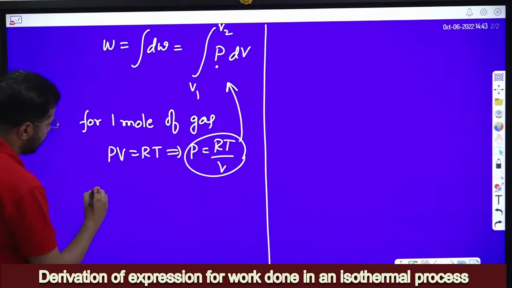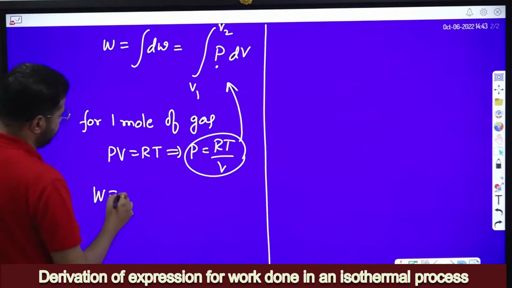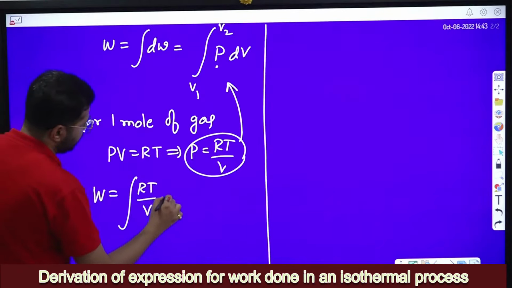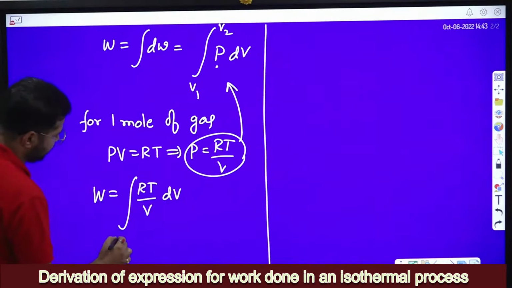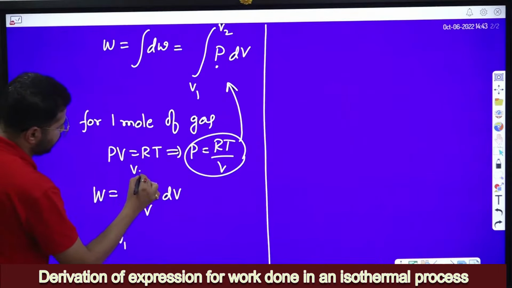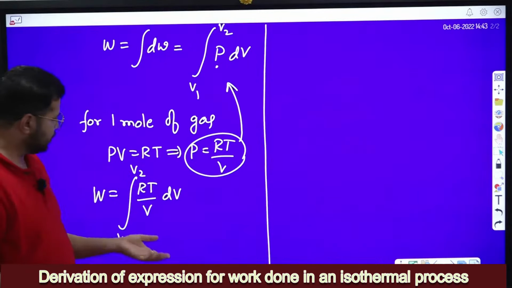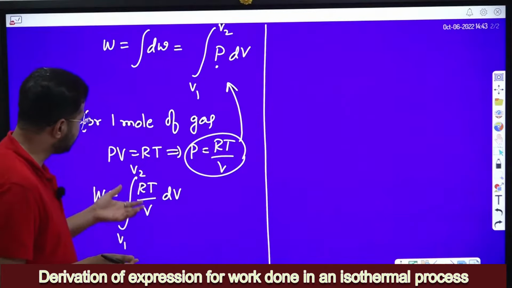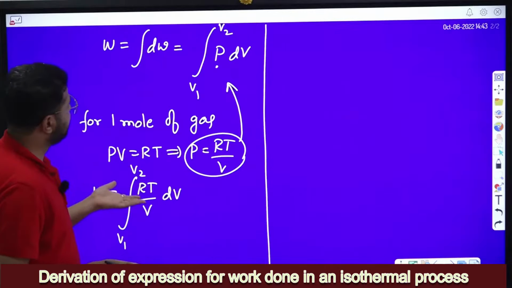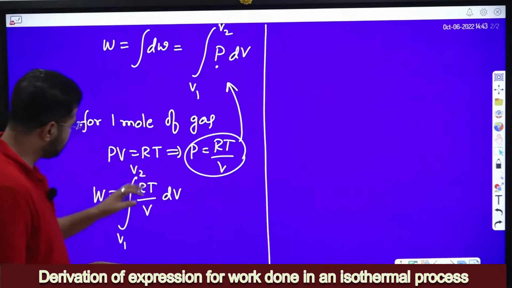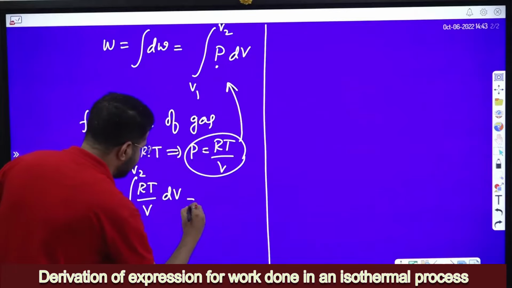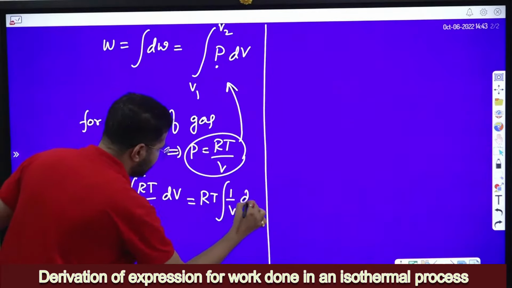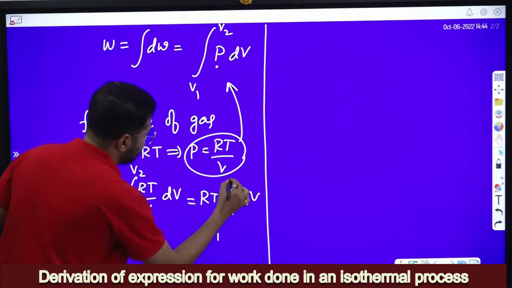So, what happens? W will be equal to the integration of RT divided by V into dV between the limits V1 and V2. Let us do some simplification. R and T are constants. R is the gas constant. T is temperature. Since it is an isothermal process, temperature is constant. RT comes out. What happens? RT into integration of 1 by V with respect to V between the limits V1 and V2.